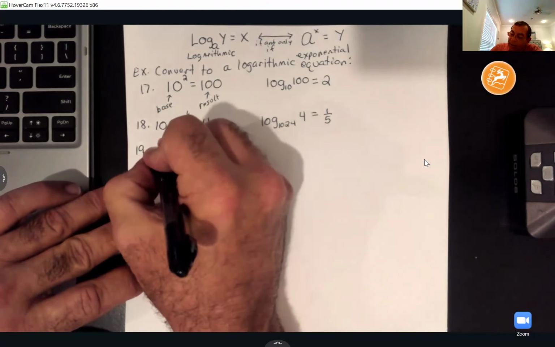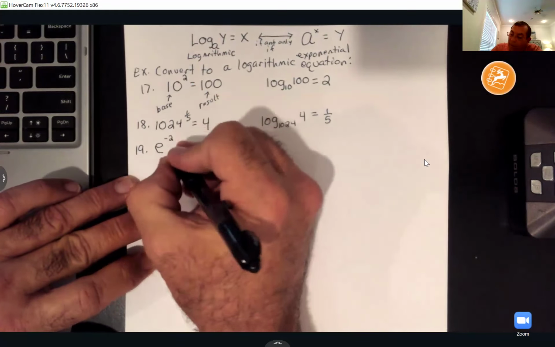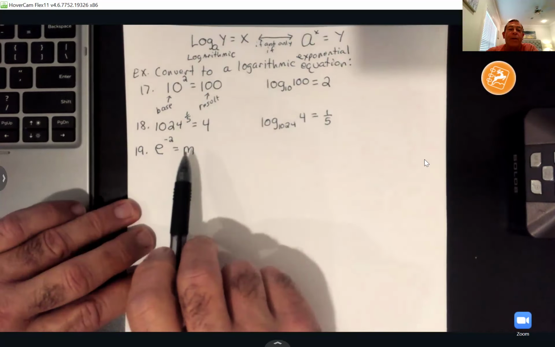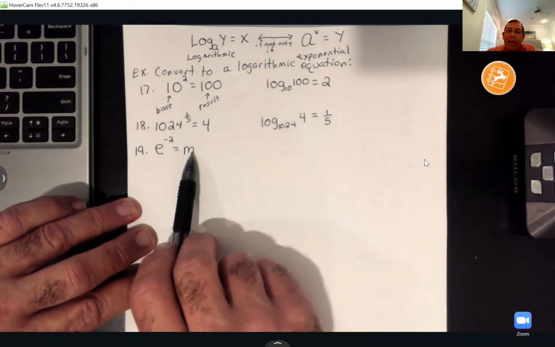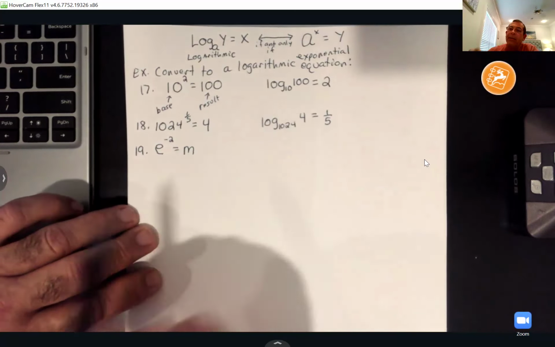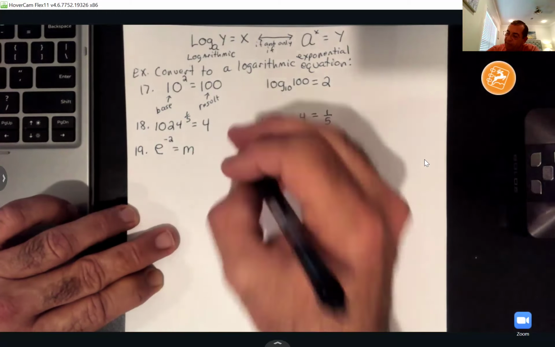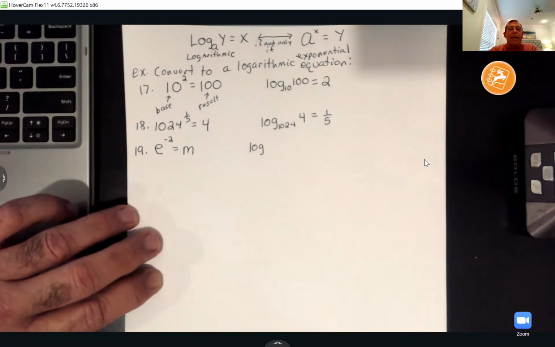Now, how about this? E to the negative 2 equals M. Now, y'all be careful in Math Lab when they give you letters. If there's lowercase, keep them lowercase. If they give you capital letters, use capital letters, okay? All right, I need the base of that log.